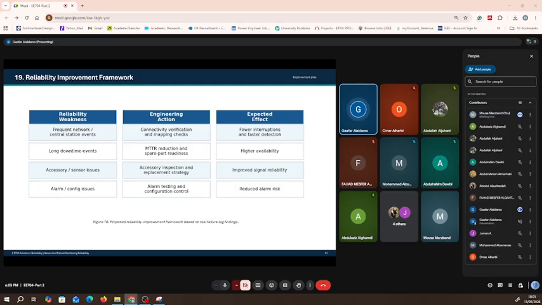The fourth is MTTR, and the fifth pillar is alarm and configuration control, because alarm reliability depends not only on hardware but also on settings and by user.